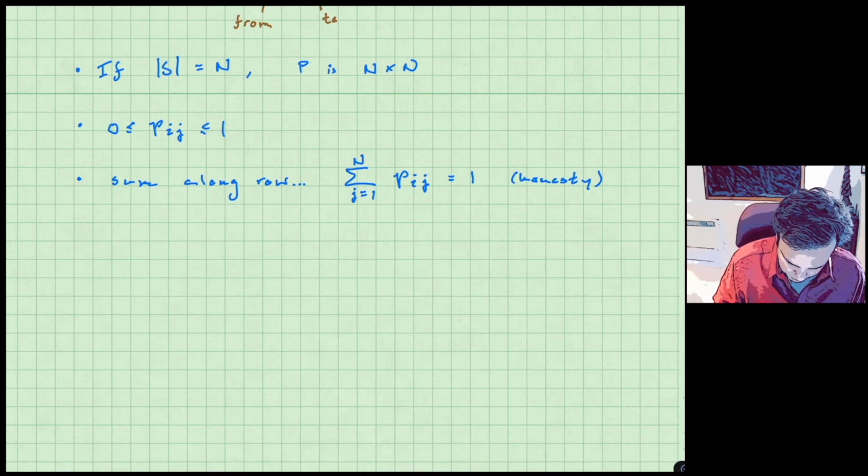Another thing you might have tried to imagine is what happens if you sum down the columns. Since words are a little confusing, let's do this.